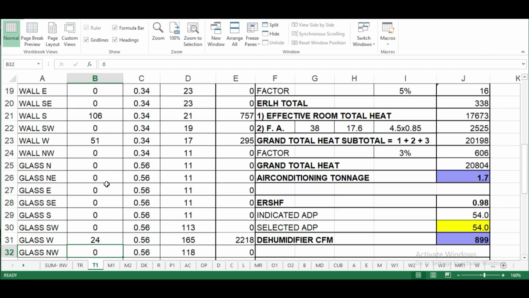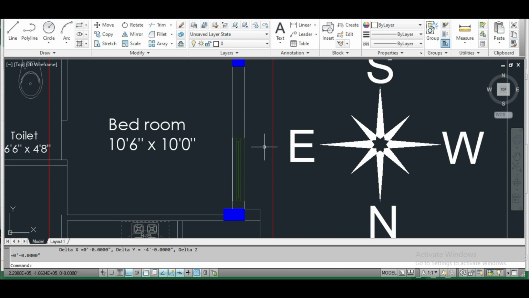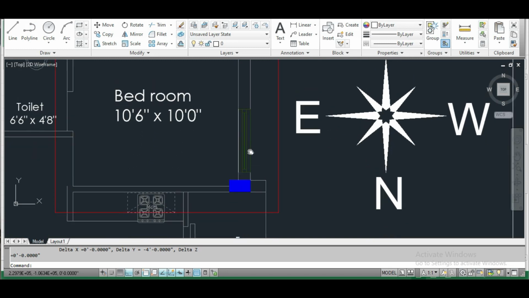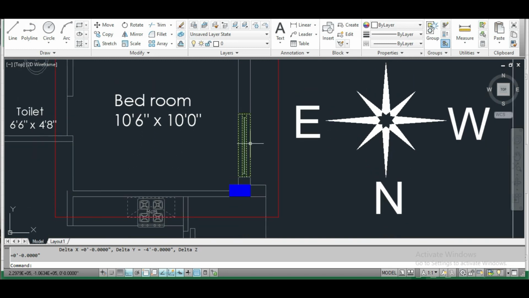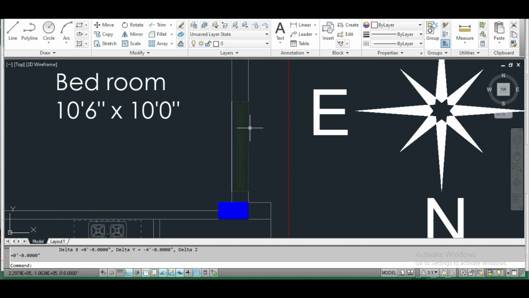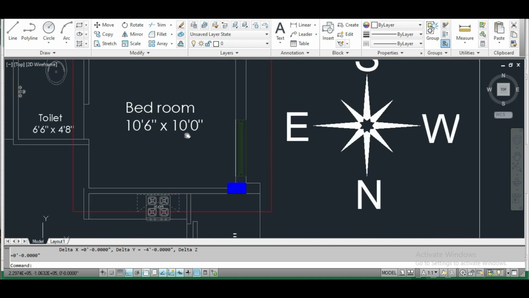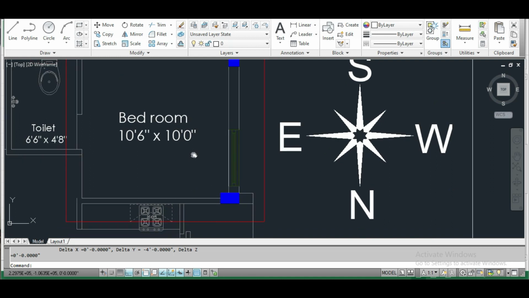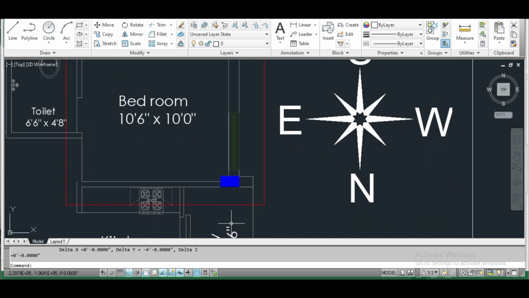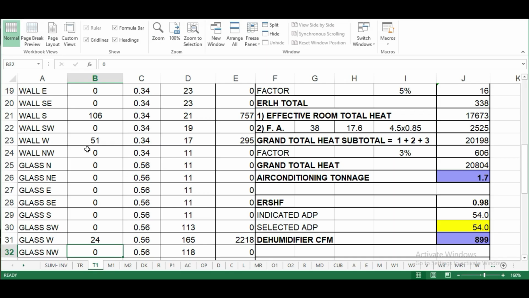Then there is some portion below that glass. Since we have considered it as a 6 feet height glass, 4 feet are left from the wall height, so that next 4 feet multiplied by 4 means 16 feet. Again there is some brick wall, so we will enter the 16 feet over here, that is 51 plus 16, that is 67 feet total brick wall.